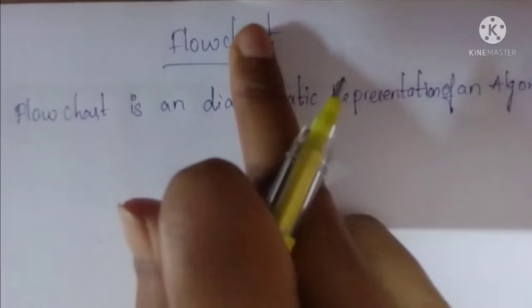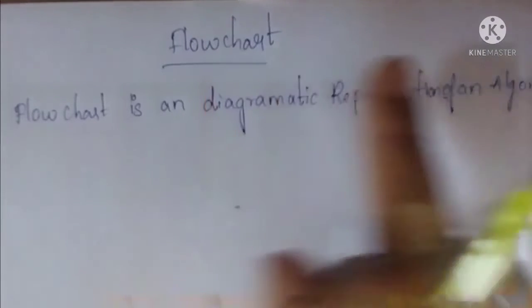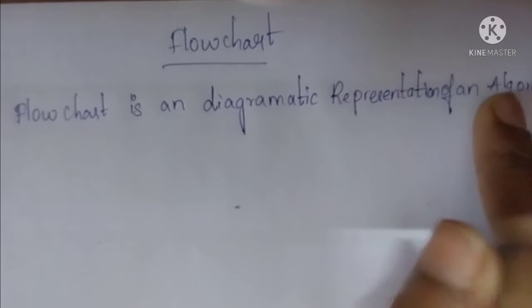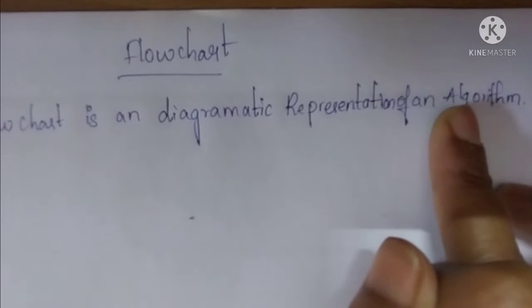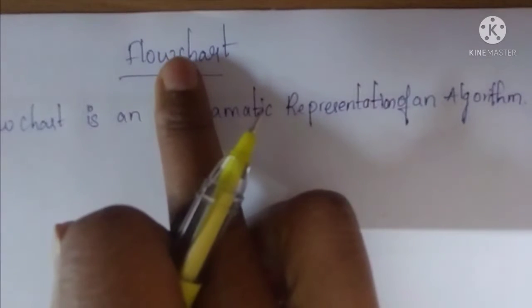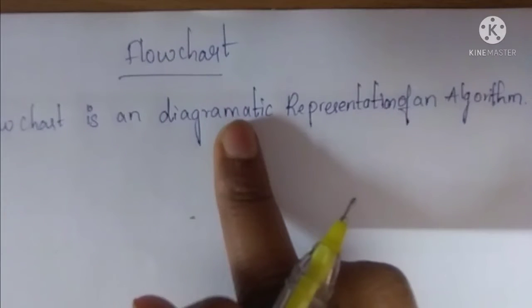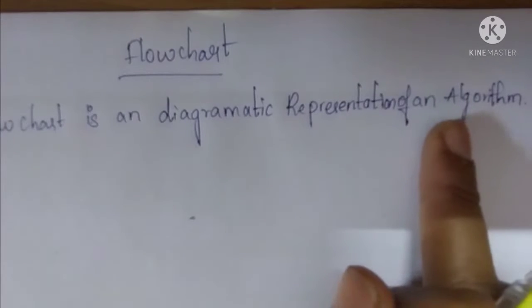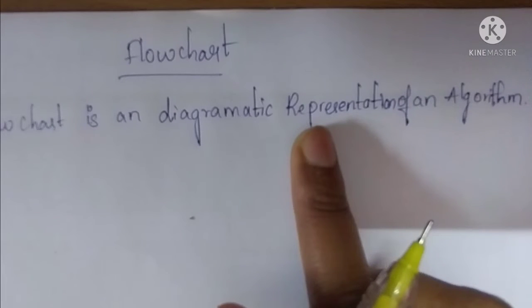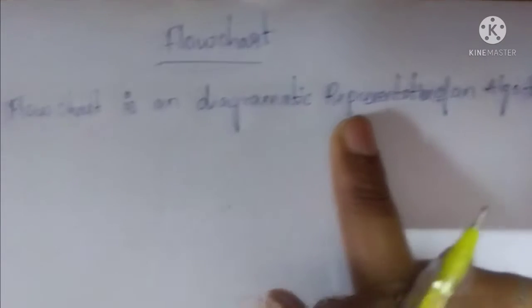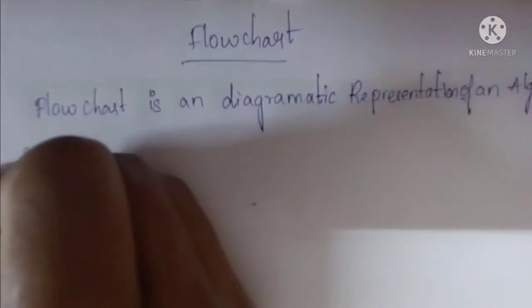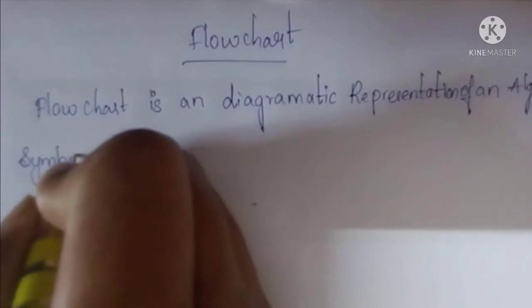Using these flowchart symbols, we can denote the algorithm very easily, and it will be very clear for understanding purposes. So in this flowchart, to represent the diagrammatic format of an algorithm, we are using some symbols. Let me write the symbols that are used in the flowchart.